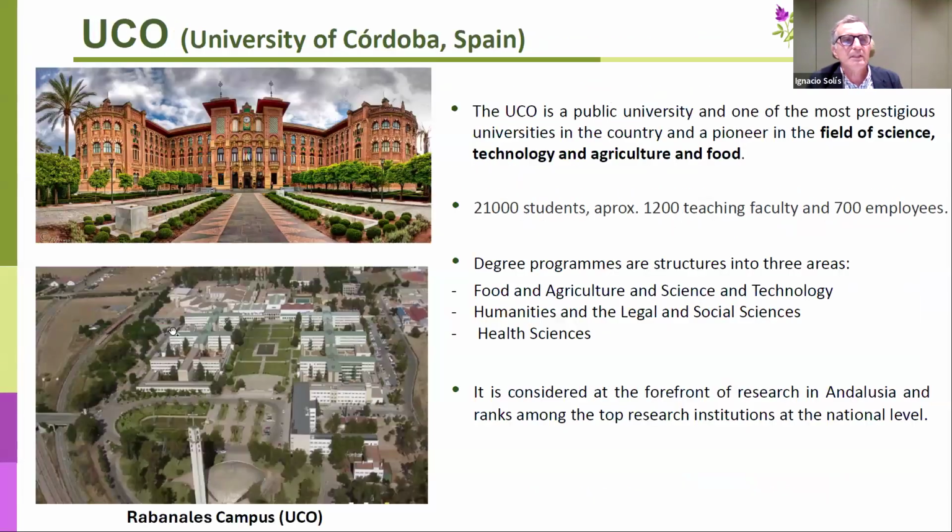The second actor is the University of Cordoba, one of the most important public universities in Andalusia. And from the point of view of agricultural and food technology, it is one of the best in Spain. Around 20,000 students, more than 1,000 teachers, and so on. They have degree programs for food and agriculture, science and technology, and also humanities and health sciences. It's one of the most important agricultural research institutions in Spain.